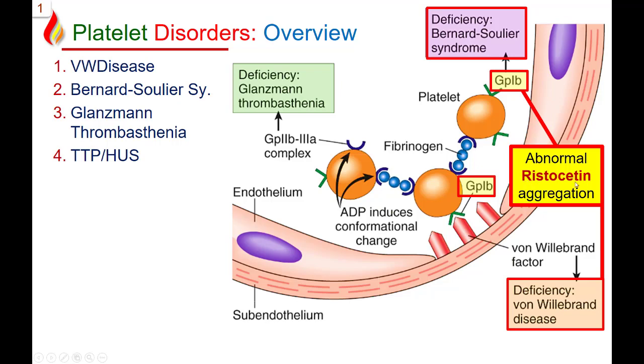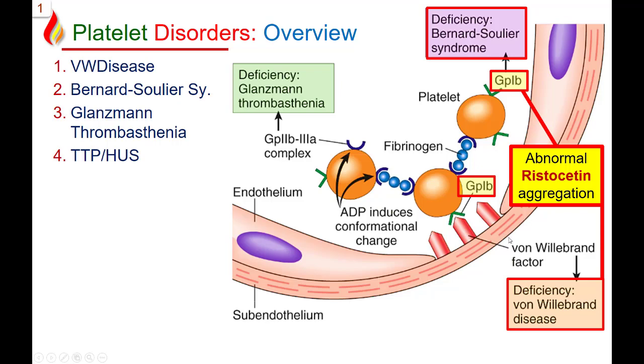Ristocetin is a compound which acts like von Willebrand factor receptor. So when we take patient's plasma and add ristocetin, if they combine with the ristocetin, then that means their group 1B is normal, with the von Willebrand factor. When there is deficiency of von Willebrand factor, as in von Willebrand disease, there is no aggregation by ristocetin.